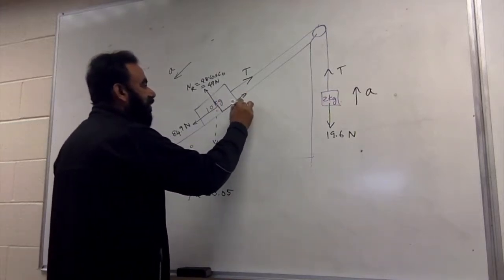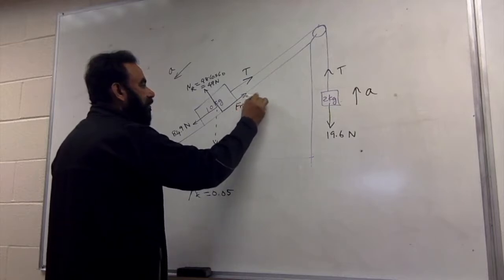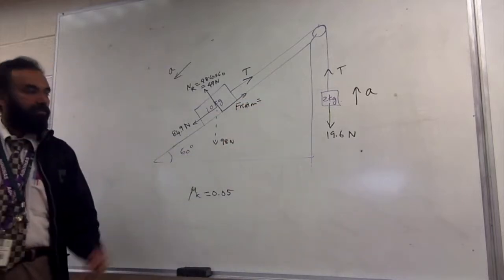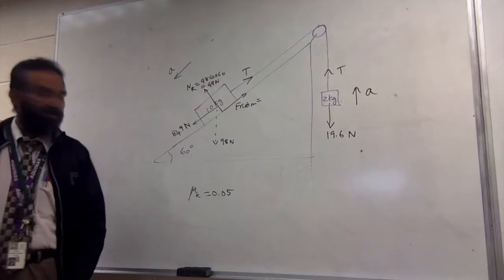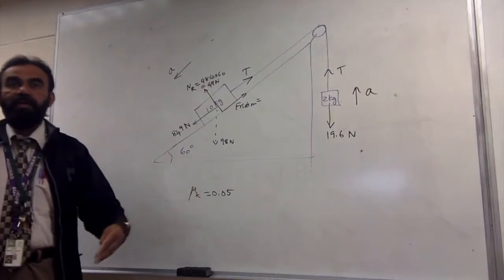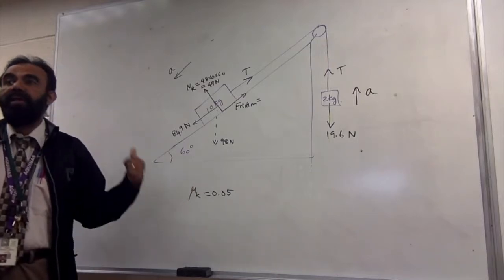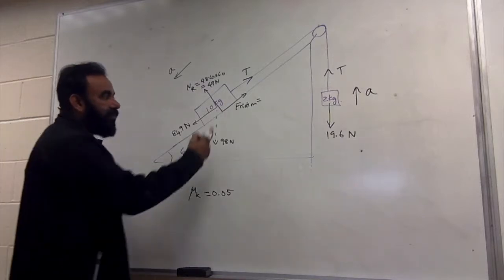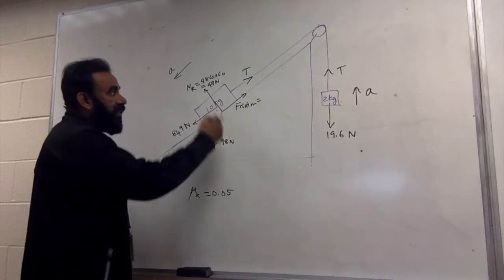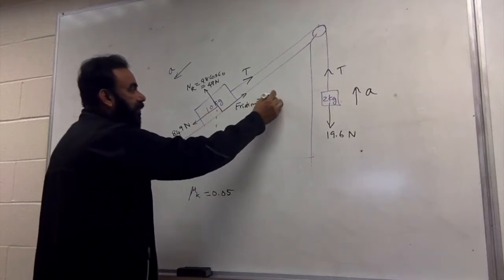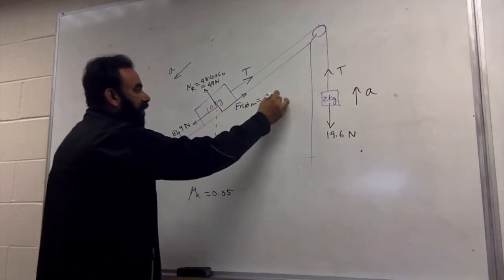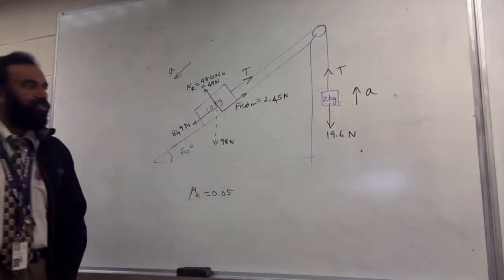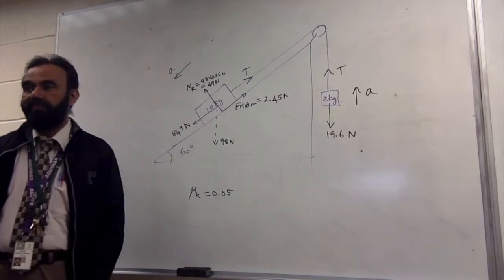And how much is friction? Because we're talking about kinetic friction right now, it's mu k times nr. What is nr? 49. It's only 49 now. So 0.05 times 49 is 2.45 newtons. So the friction is 2.45 newtons in that direction.